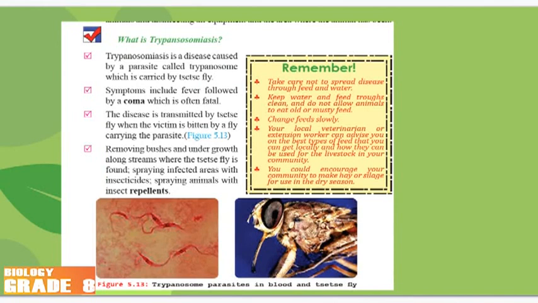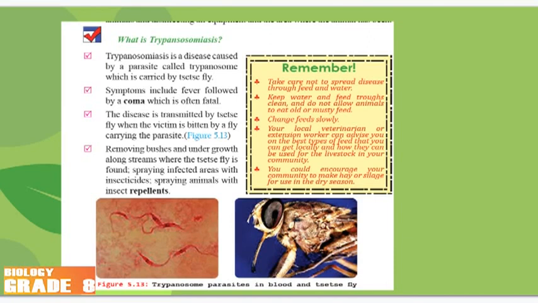Trypanosomiasis is a disease caused by a parasite called trypanosome, which is carried by the tsetse fly. Symptoms include fever followed by a coma, which can often kill you. The disease is transmitted by the tsetse fly. The victim is bitten by a fly carrying the parasite, and it can kill them.